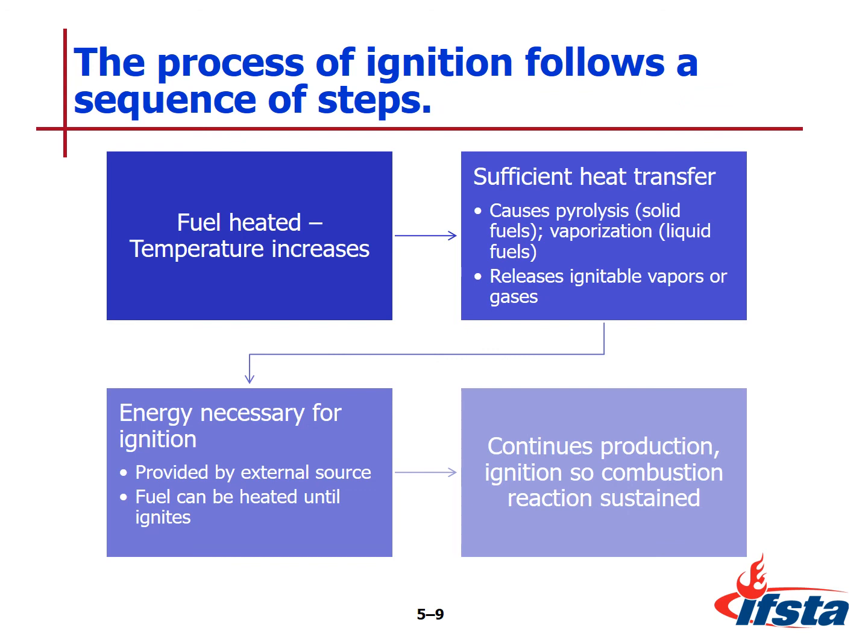So, the process of ignition has to follow a sequence of steps. It's got to heat the fuel, so the temperature has to increase. Transferring that sufficient amount of heat is what we call pyrolysis in solid fuels, and vaporization in your liquid fuels. It's got to get to a gaseous state in order for combustion to occur, and we'll get into that more when we start talking about the triangle and the chemical reaction itself. But that's what's got to happen.